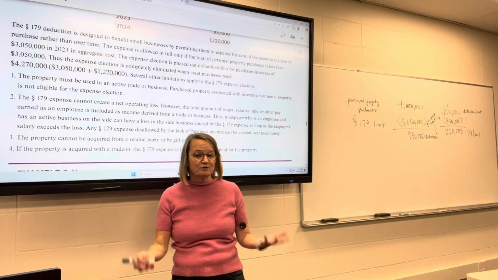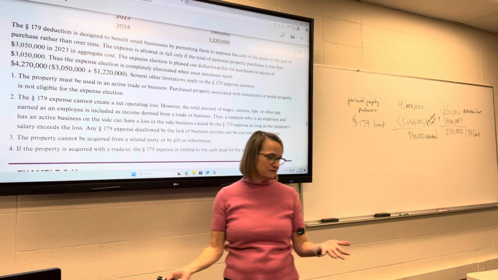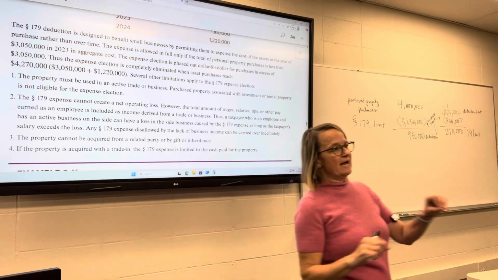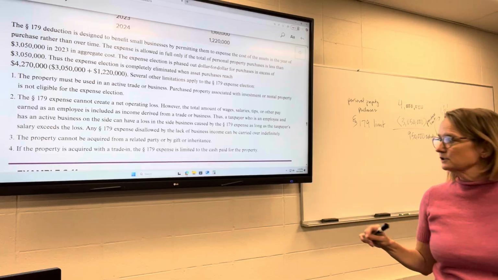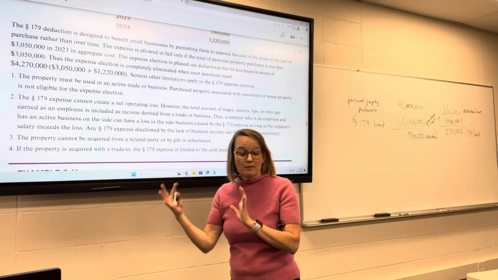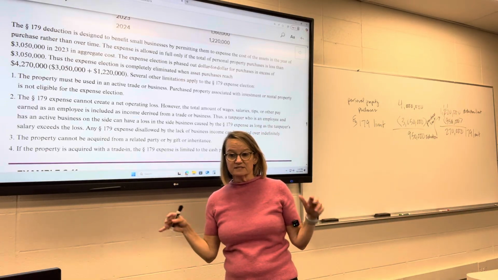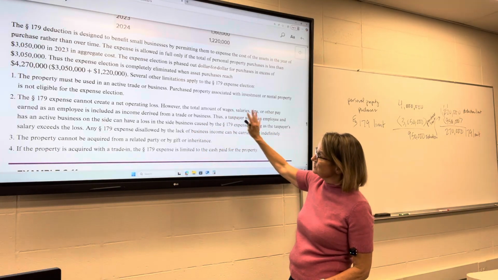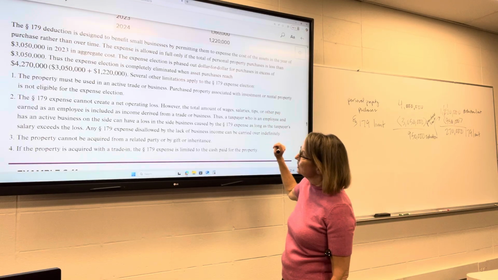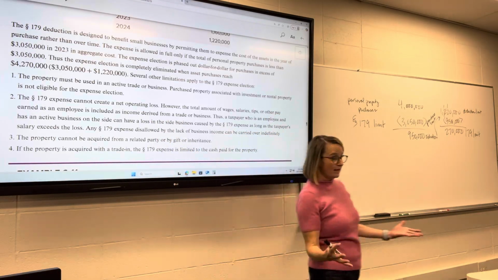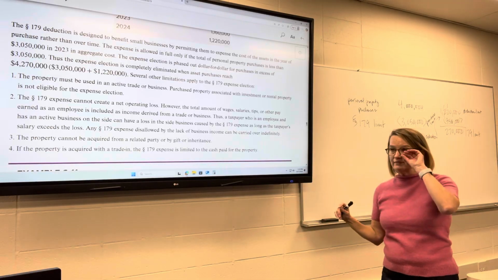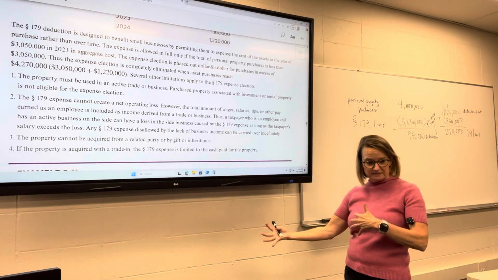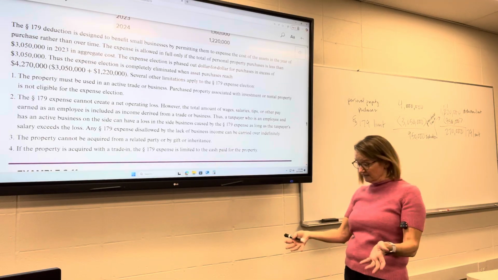So this is an active trade or business. Rental properties are considered to be passive types. There are certain ways that it can be active, and we'll get to that when we get to chapter 8 a little bit more. But for our purposes right now, the vast majority of rental income is considered to be passive income, and so the 179 only applies to active trades or business. So that's why it's not included there. It cannot create a net operating loss, which is something, again, we're going to talk more about in chapter 15. Net operating losses, this is where your expenses exceed your income and you have a negative number.